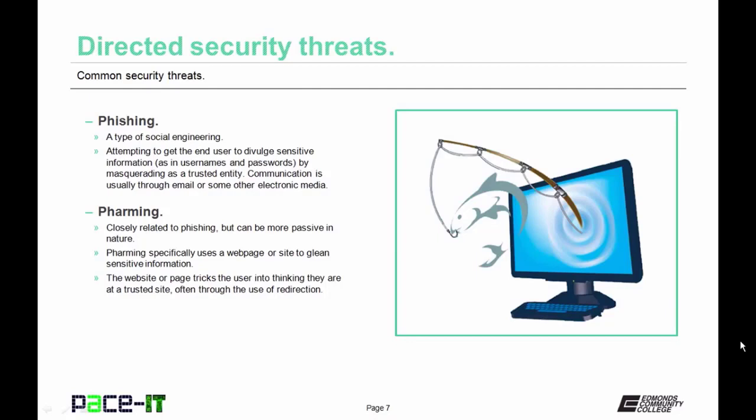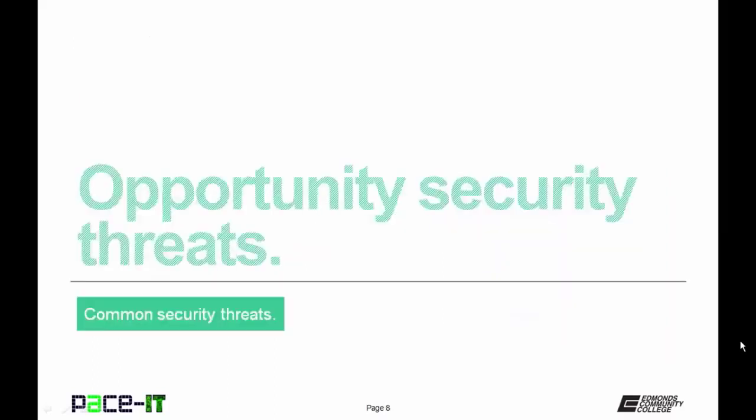Which brings us to pharming. Pharming is closely related to phishing, but it can be more passive in nature. Pharming specifically uses a web page or site to glean sensitive information. The attacker develops a fake website and entices the end user into putting in their credentials, and then the attacker gleans that information.